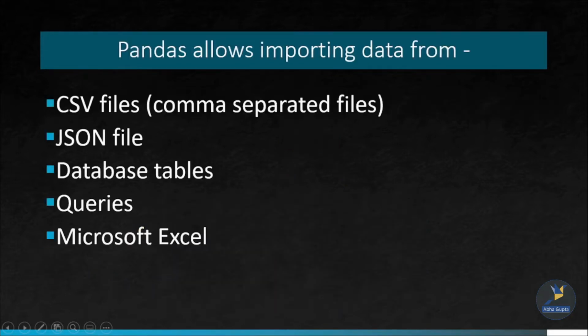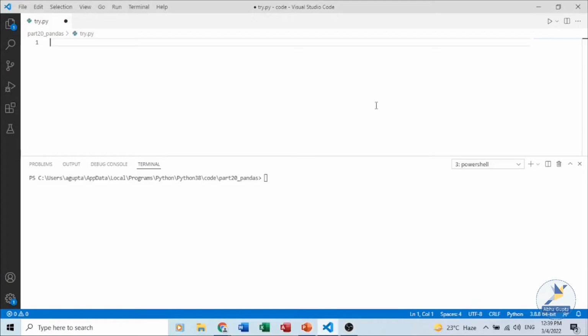Pandas allows importing data from different file formats like comma separated file, JSON file. We can use database tables, we can use queries for getting data, and we can also use Microsoft Excel for fetching data and using it in Pandas. Now let us see how we can create and use series and data frames in Python.